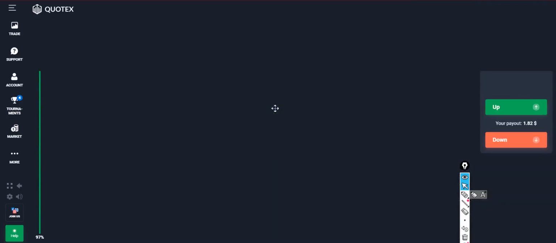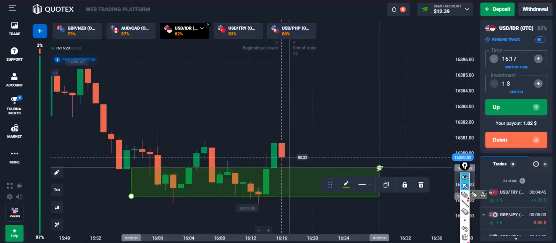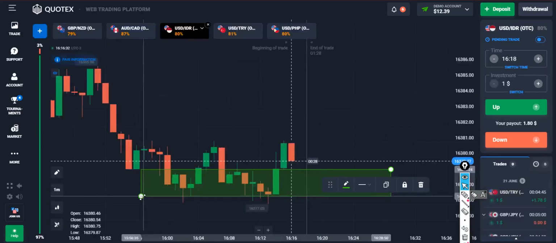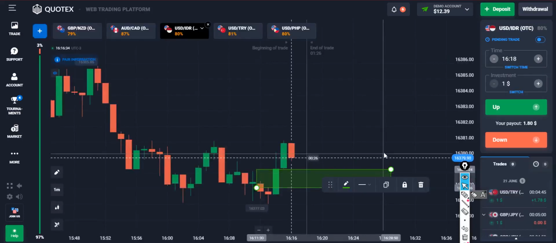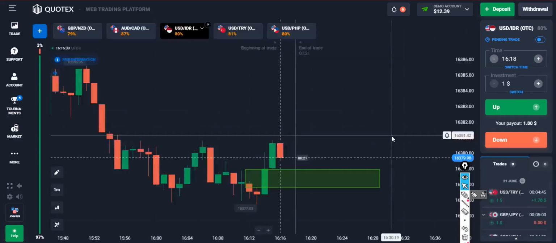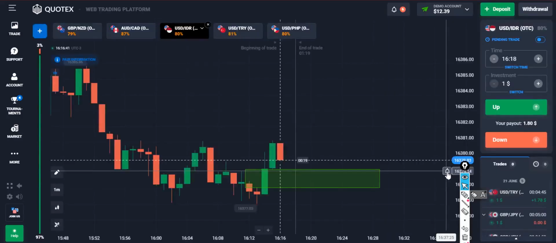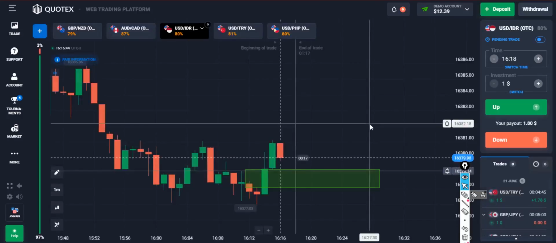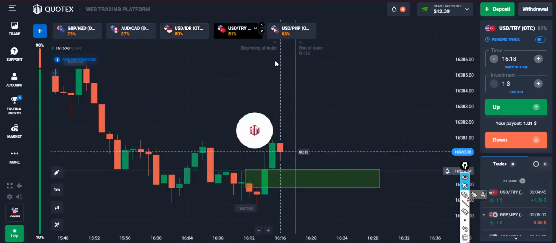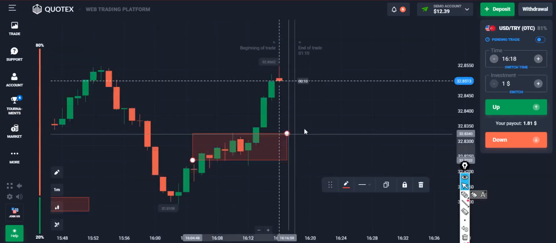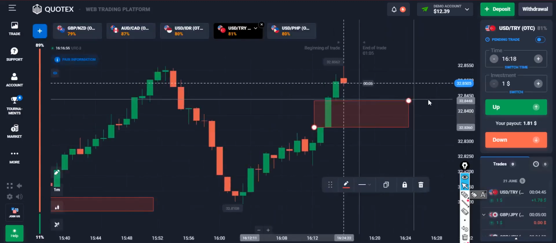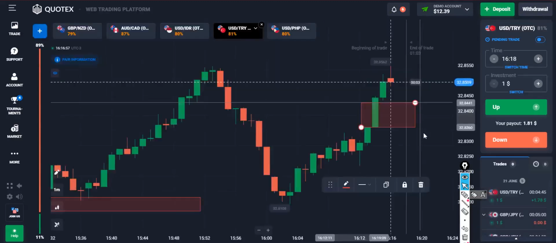Okay, there's a beautiful fair value gap right here. And there's a new one right here. I like this sort of fair value gaps. Look at the size of it. It helps you to make a better decision.